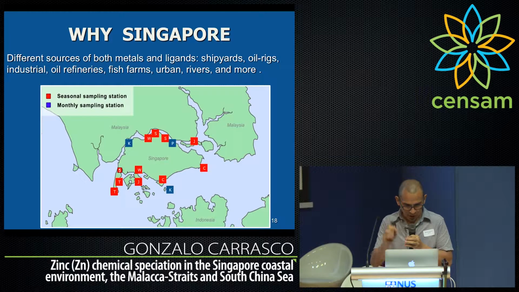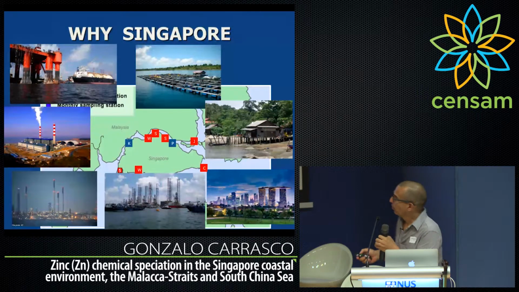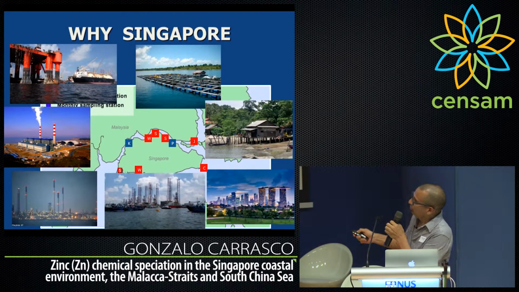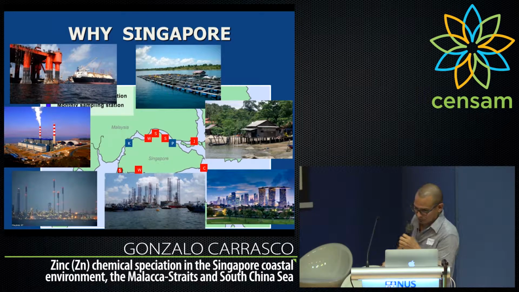So we chose Singapore because Singapore has a diversity of places to study all sorts of things. You can actually find very polluted places, from a trace metal perspective, right? I mean, shipyards and oil rig platforms in the urban areas, and also pretty pristine places, and also a lot of fish farms, a lot of industry towards the west.